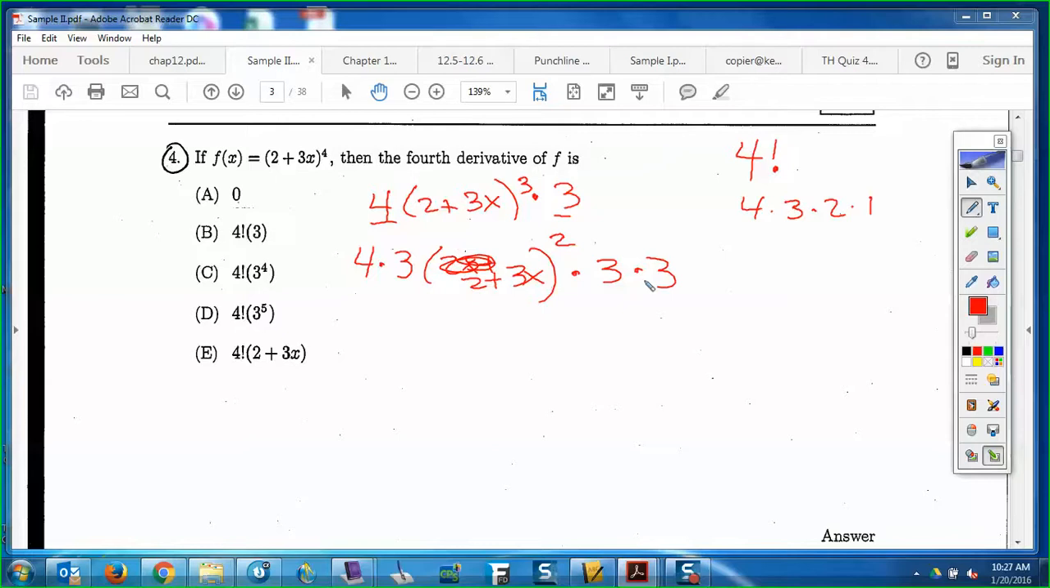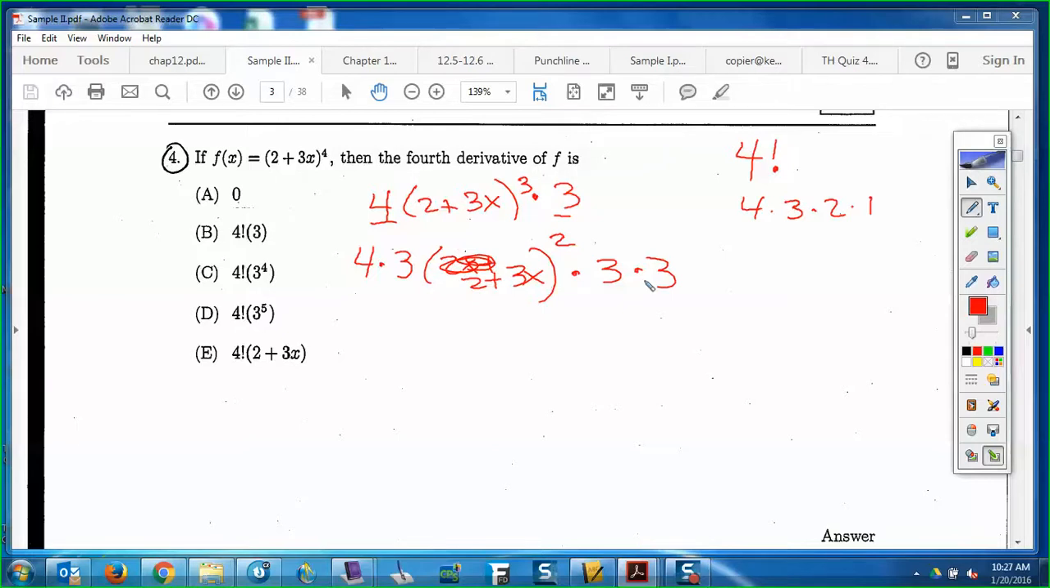Now, what happens to the 2 plus 3x? Well, when I do the next derivative, I'm going to bring that 2 down. I'll have a 1 there. When I do the last derivative and bring the 1 down, I'll have a 0 there. And 2 plus 3x to the 0 power is just 1. It's just gone. So I have 4, 3, 2, 1 here, and I'll have 3, 3, 3, 3, because I'll kick out a 3 every time, so it's going to be C.